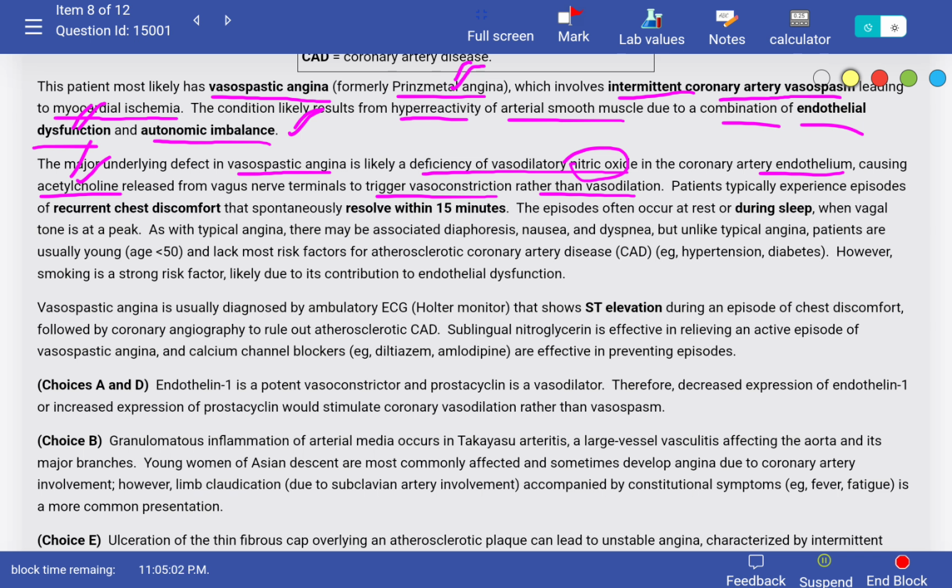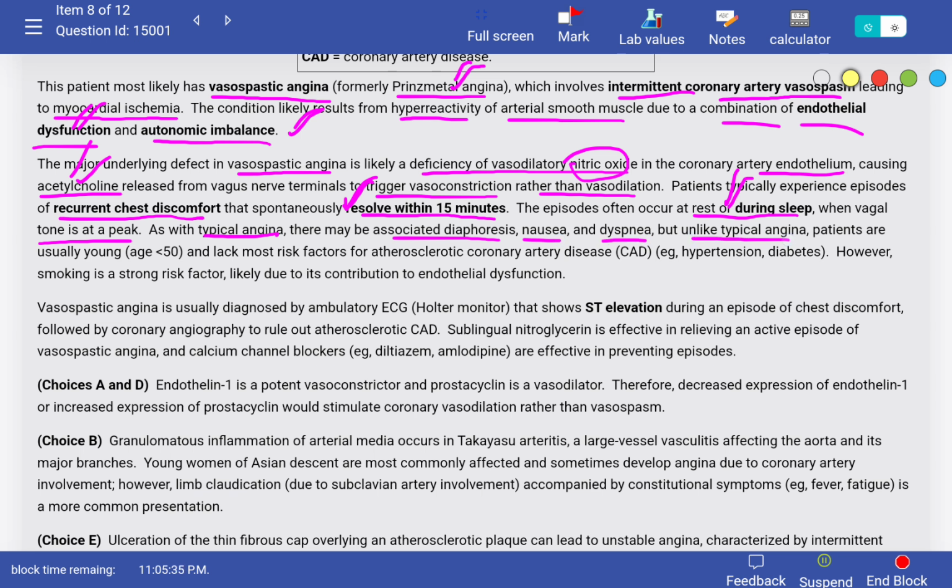Patients typically experience episodes of recurrent chest pain, right? That spontaneously resolve within 15 minutes. This is important. They resolve spontaneously. The episodes often occur at rest or during sleep, right? When vagal tone is at peak, because at that time the patient would be at rest, so there will be parasympathetic activation. As with typical angina, there may be associated diaphoresis, nausea, dyspnea.